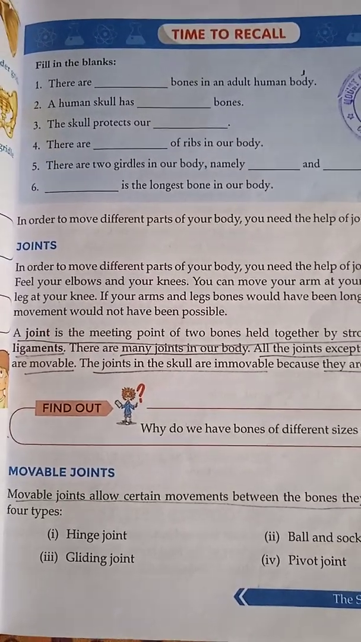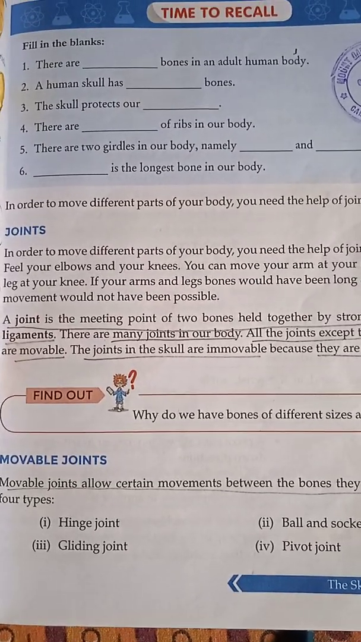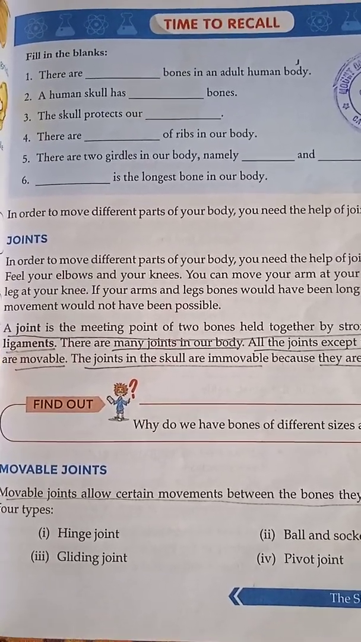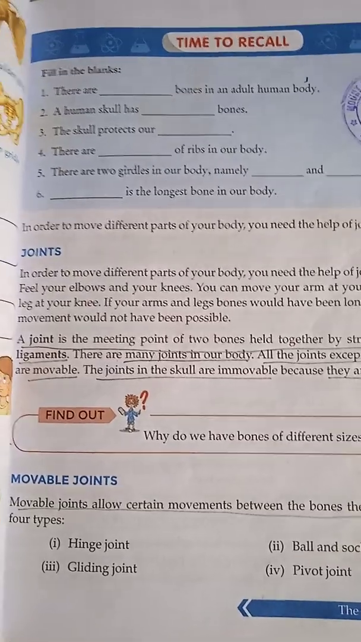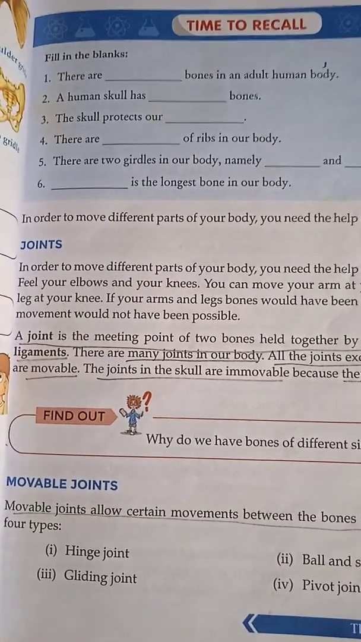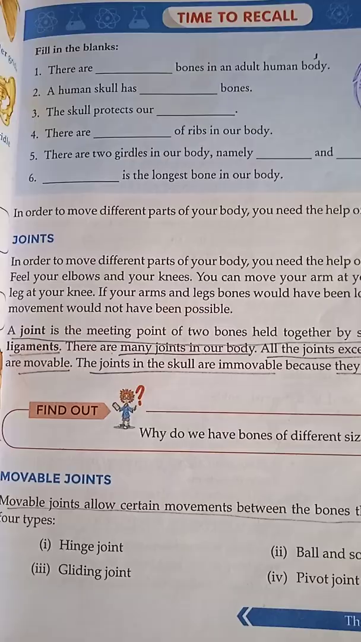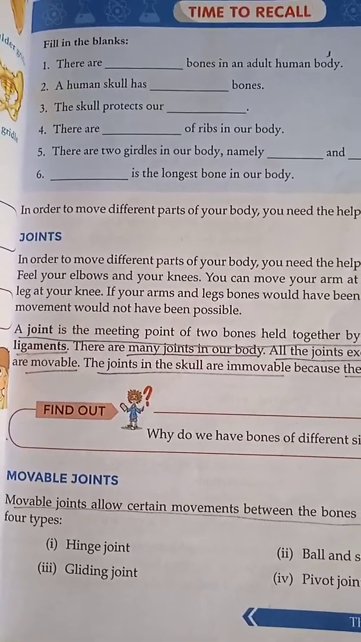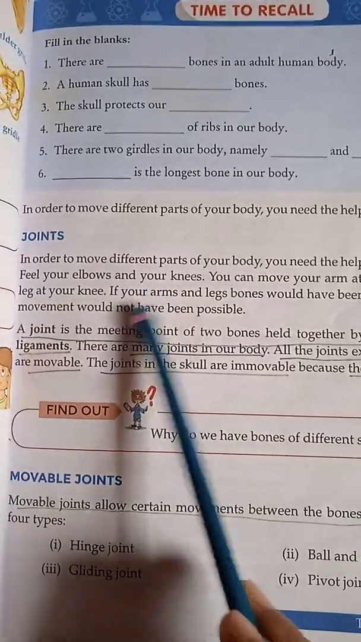So hello children, today in this video we will be dealing with chapter 2, and in this video I am going to deal with joints. As all of you know, a joint is the meeting point where two bones join, and when the two bones join they are held up by a very strong tissue. That tissue is known as the ligament.